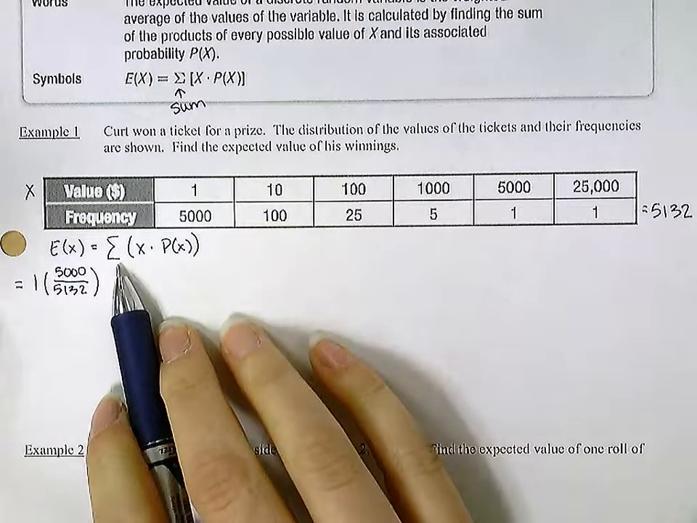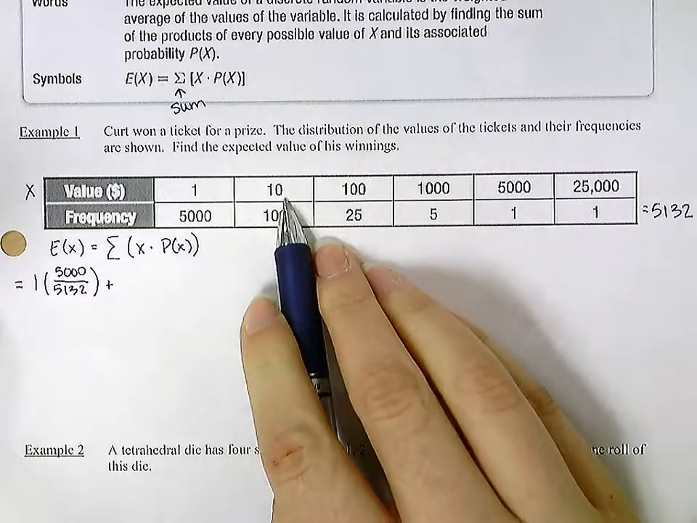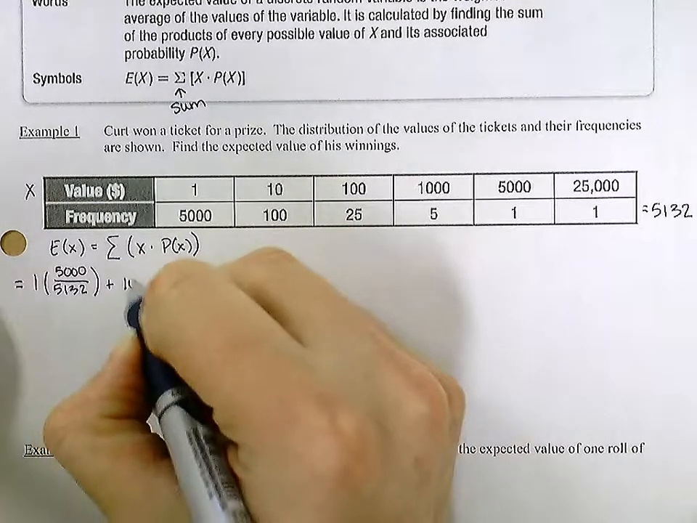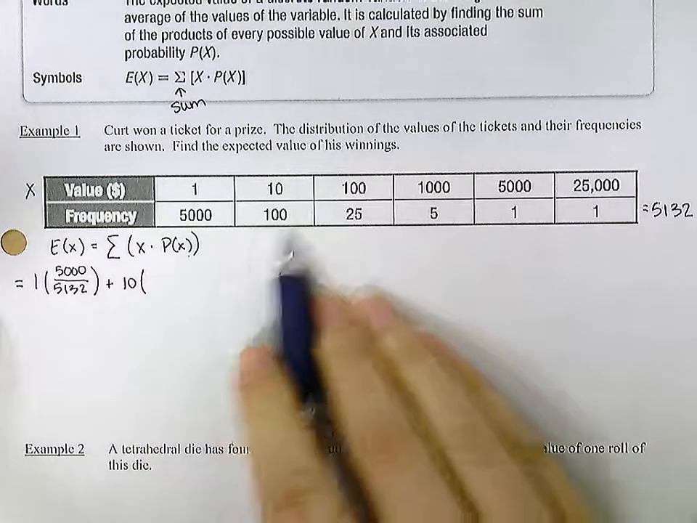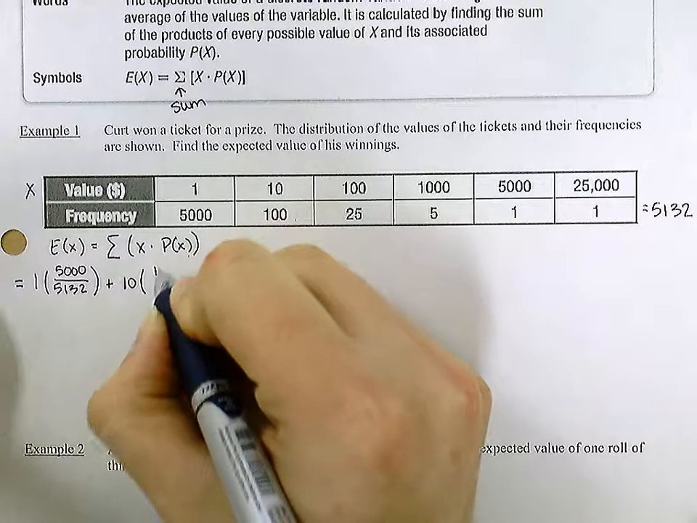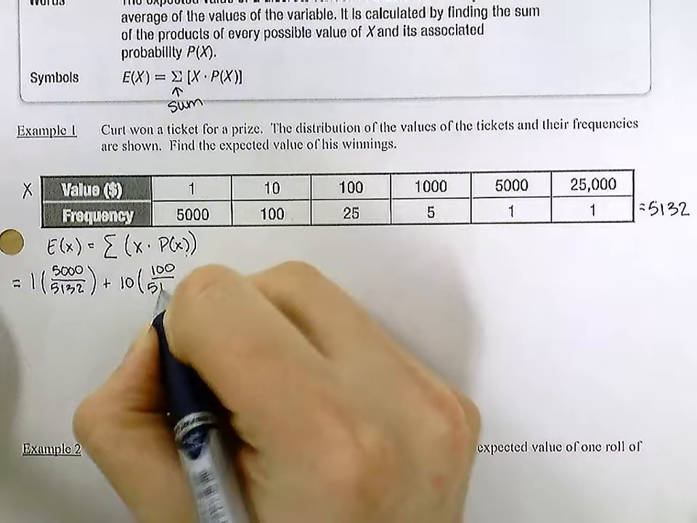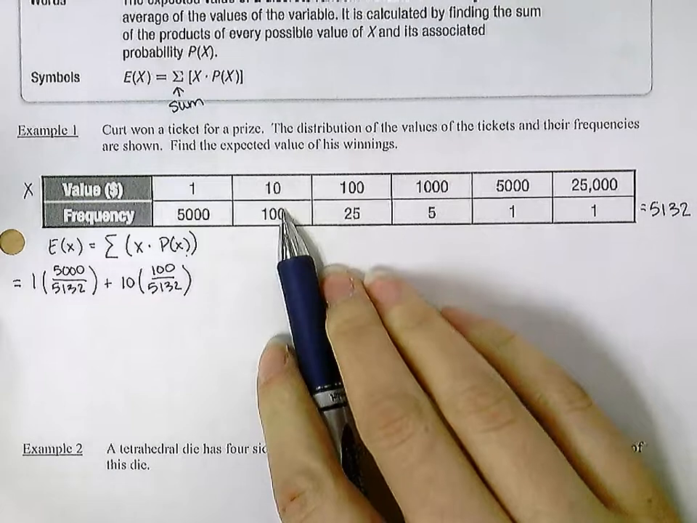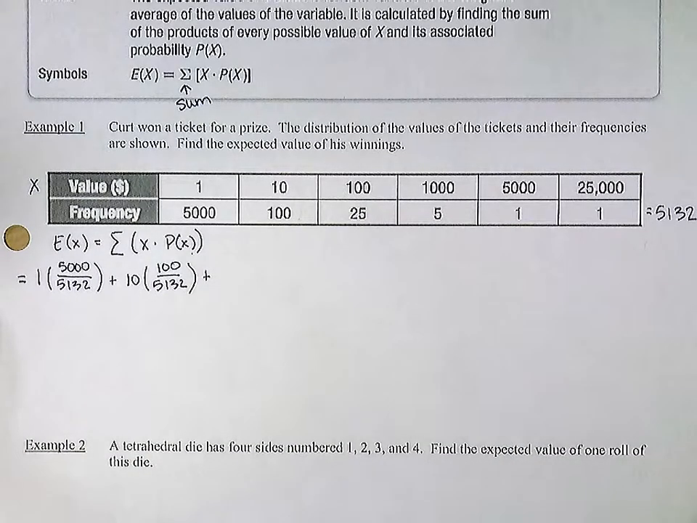Now again, this symbol means sum, so that means I have to add on the next one. Our next value for x is 10, so I'll plug in 10, times that probability. My frequency this time is 100 over my total. Again, that was the second one. Move on to the third one. So we're adding each time. You're adding every single value together.